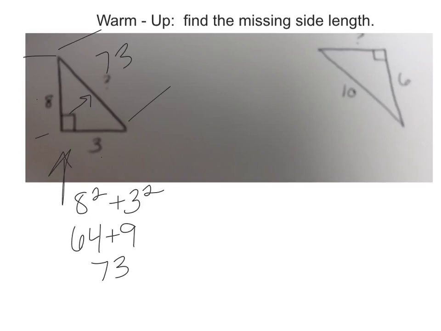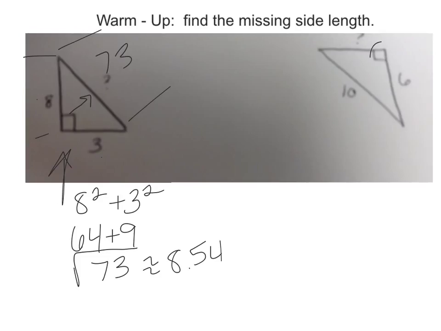But I want to know what the side length is going to be. So to find the side length, when we know that the area of the square is 73, we are going to square root 73, which is going to give us approximately 8.54. So then the next problem, again, do we have a right triangle?